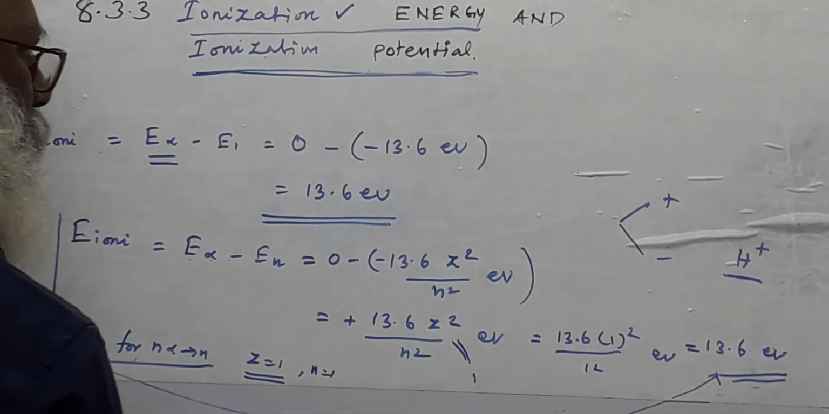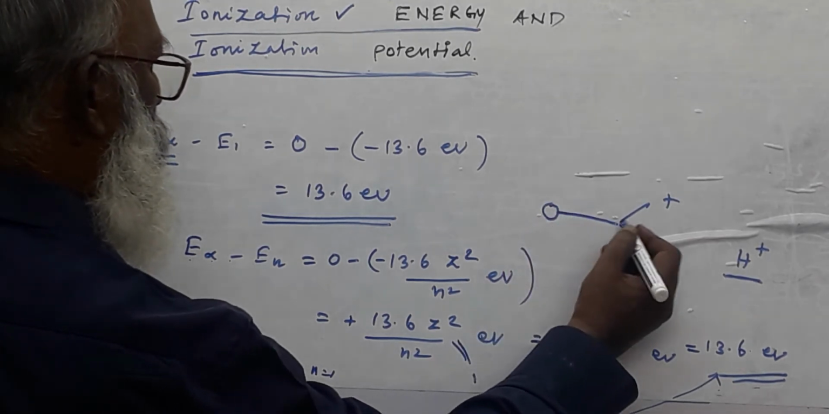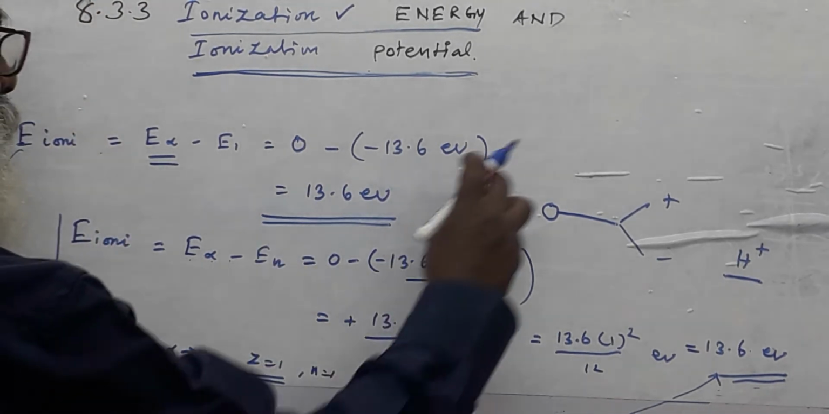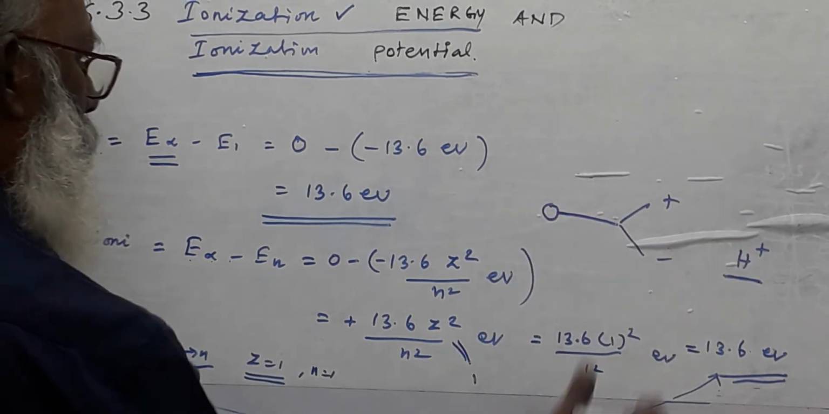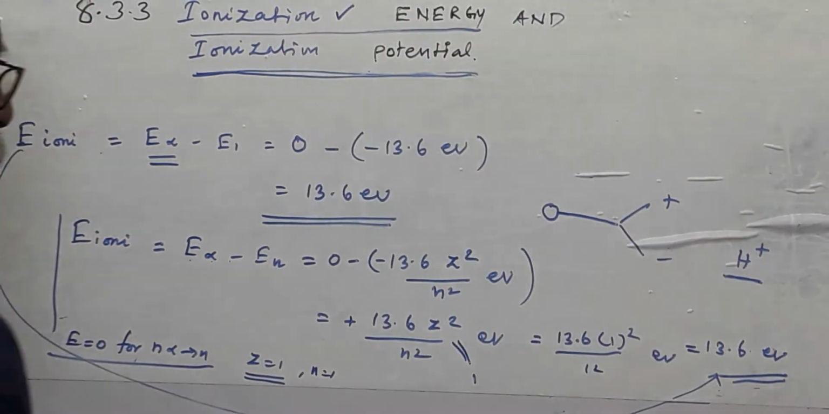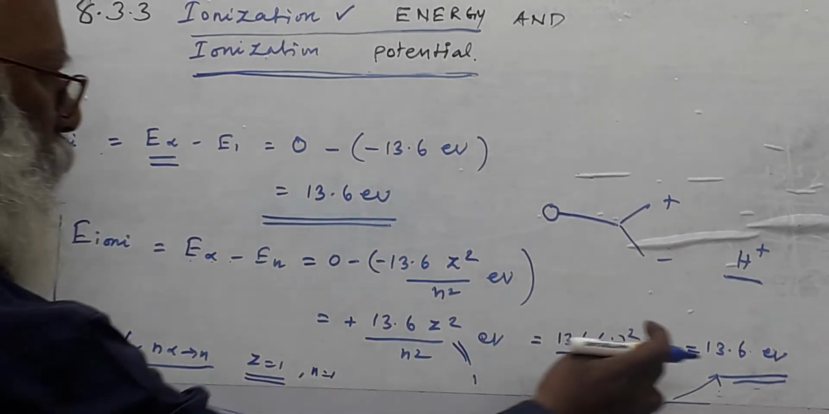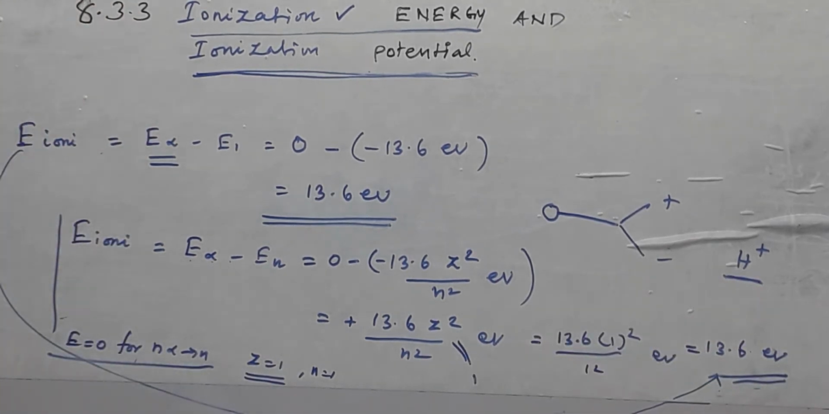What is ionization? A neutral particle which is converted into an ionized particle. The amount of energy required for a neutral particle to be ionized is called ionization energy. That is called ionization energy. Now, for the hydrogen atom, the ionization energy is equal to 13.6 electron volt. That's a very important concept.